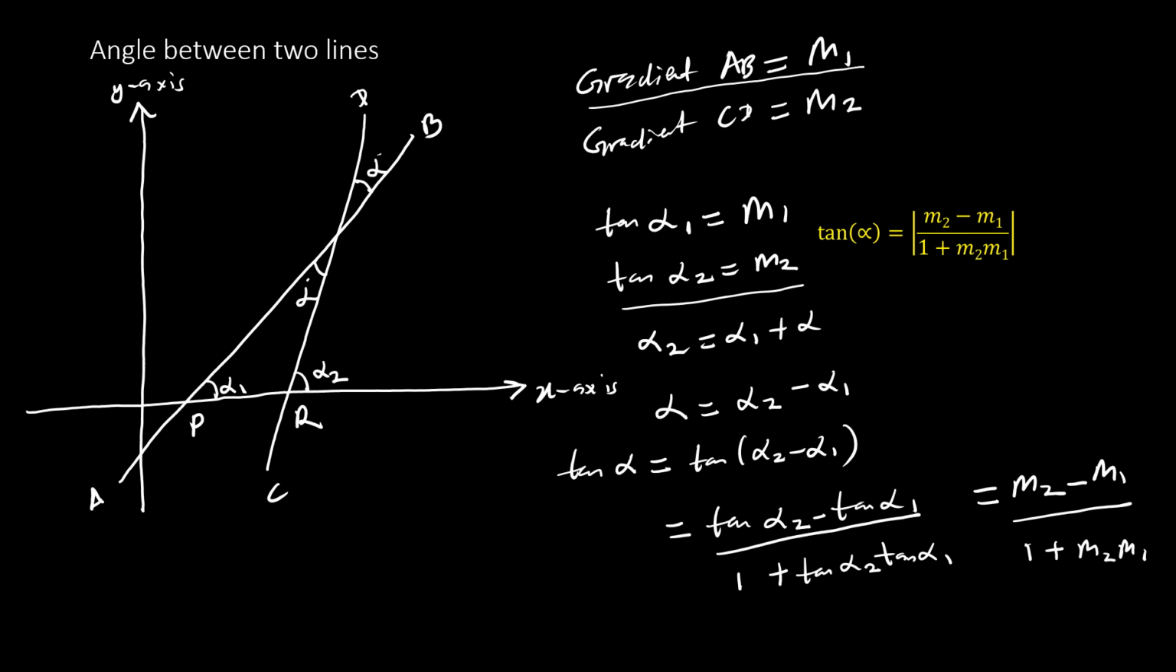Let me write that again. If I'm looking for tan alpha, which is the angle between two lines, this is going to be equal to m2, which is the gradient of the second line, minus m1, the gradient of the first line, everything divided by 1 plus m2 m1. This is m2 times m1. Let's look at some examples to illustrate this point.